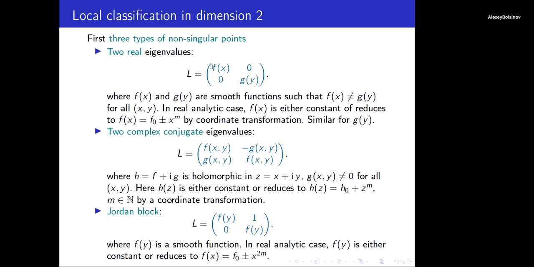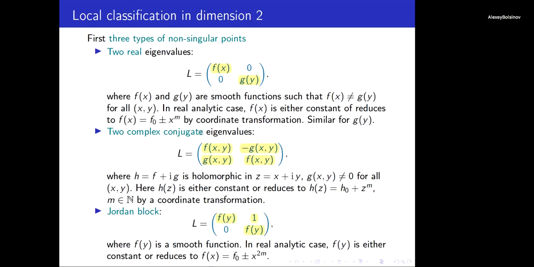Well, the first one is just diagonalizable, with real eigenvalues. The other is not diagonalizable in the real case, but it is diagonalizable in the complex case, if you wish. This is the standard representation for a matrix with complex conjugate eigenvalues. And the last case is a Jordan block with a certain eigenvalue which may vary. Do we need to prove anything here? No, this is a standard theorem.